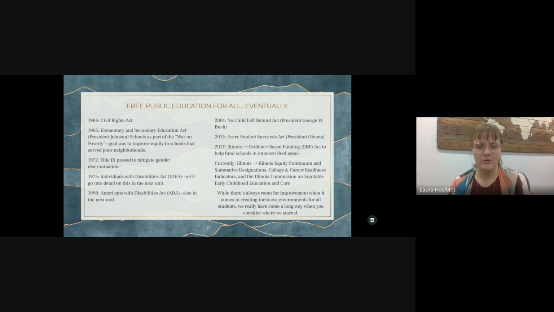In 1972, we passed Title IX to kind of mitigate gender discrimination so that we can quit telling girls they can't be part of sports and things like that. In 1975, the Individuals with Disabilities Act, or IDEA, was passed. And don't worry, we have a whole unit on that, so we're going to come back to that. In 1990, the ADA, or Americans with Disabilities Act, is also passed. That's Unit 2, so we're going to come back to that later.